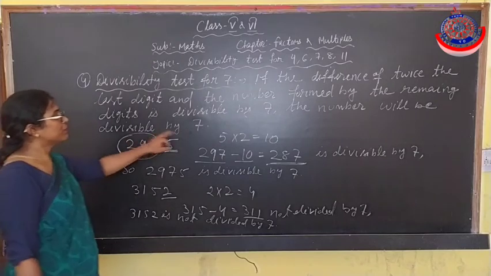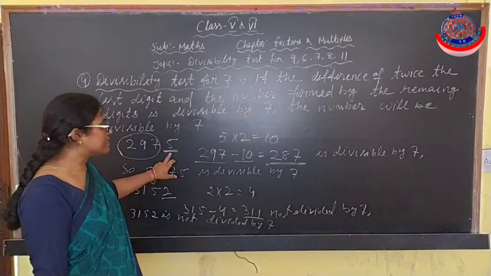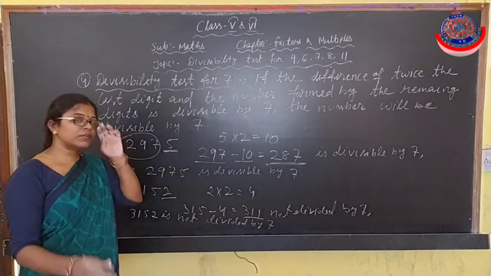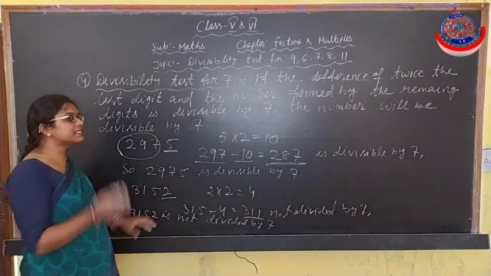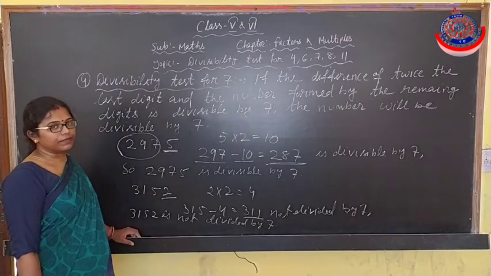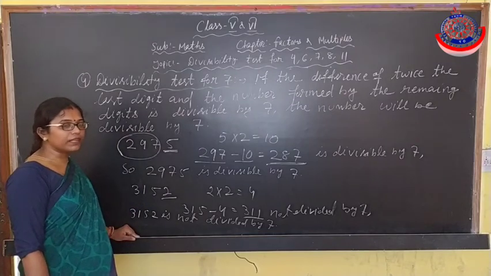We have to find twice the last digit and the number formed by the remaining digits. Then we will subtract. If that difference is divisible by 7, then the number will be divisible by 7. Now our last number, that is 11. We will check for 11 now.